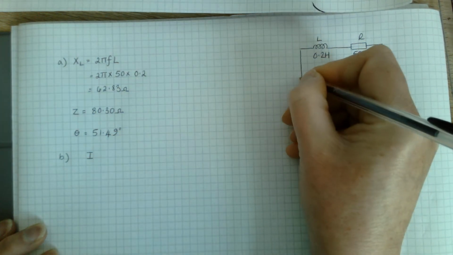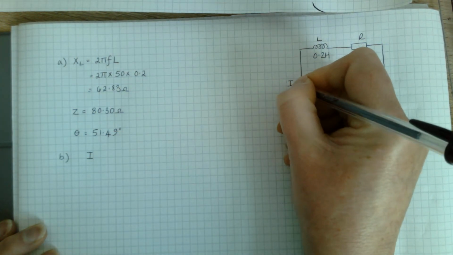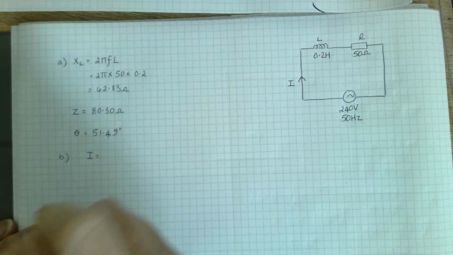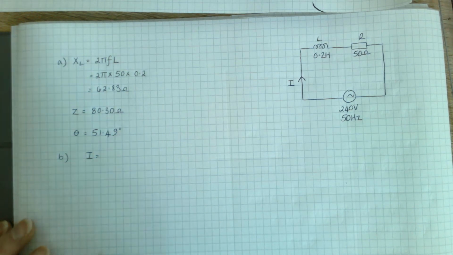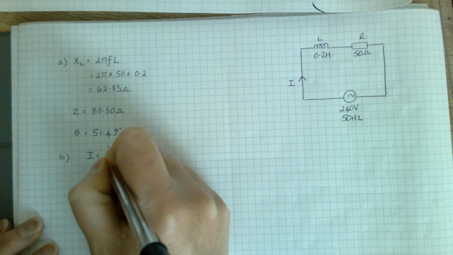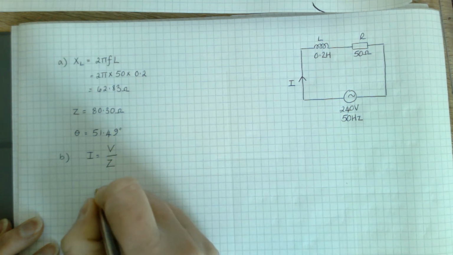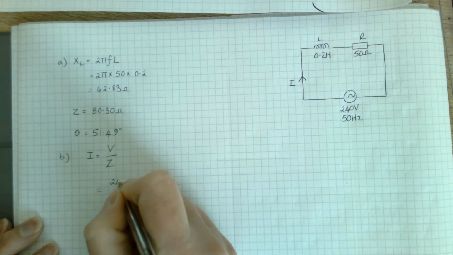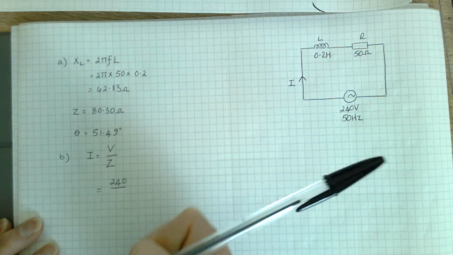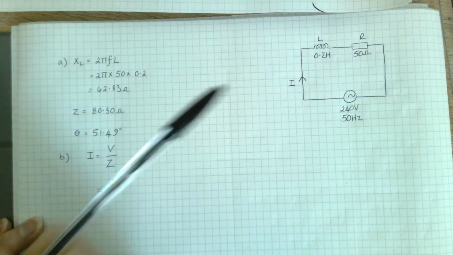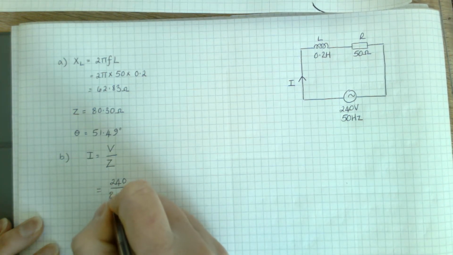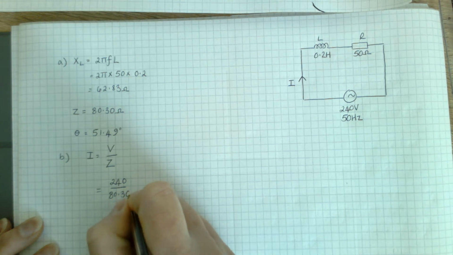The next thing you're asked to work out is the supply current, this current here. Previously, you'd have done I equals V over R, but because it's an AC circuit, it's I equals V over Z. So take the magnitude, the size of the voltage, 240, and divide it by the size of the impedance, the 80.30.